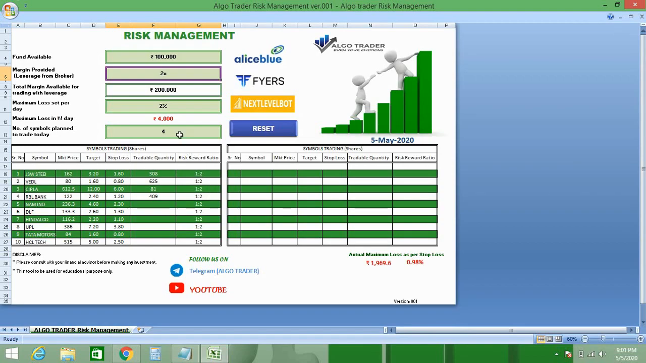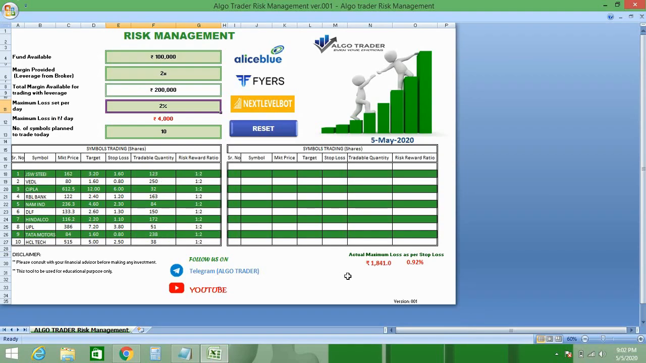Okay. And the next thing is, suppose you are trading only 4, the main part is this, it will give the tradable quantity. That's the main purpose of this sheet, because you should know how much quantity to buy so that your maximum loss is not exceeded. So this program will tell you this. Since you are trading only 4, JSW you can buy 308, Vedanta 625, Cipla 81, and RBL 409. Suppose I am trading 10 stocks, it will give you JSW 123, whereas previously it was more because you were trading only 4. Now it's 10, so everything is divided equally, and you get the tradable quantity of each stock.